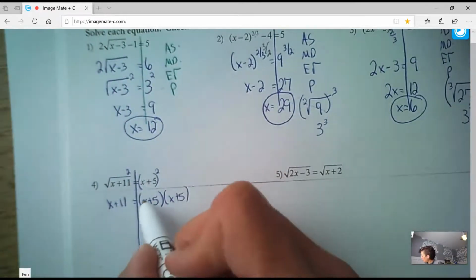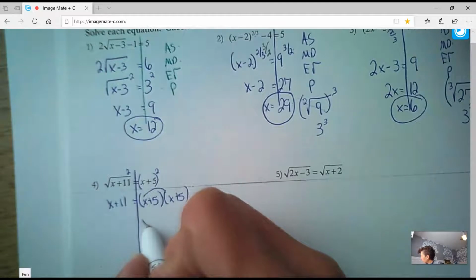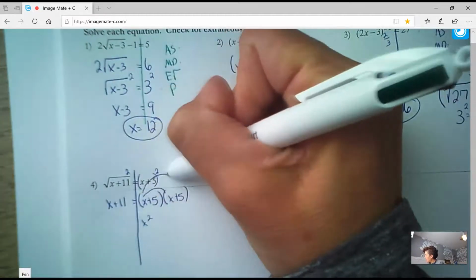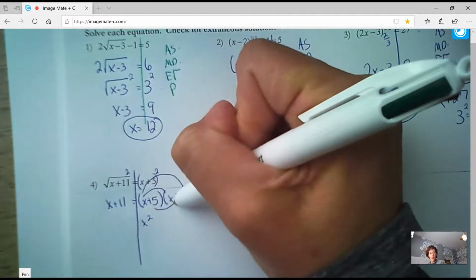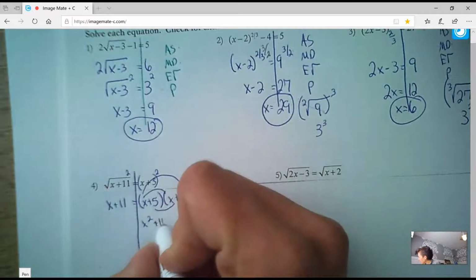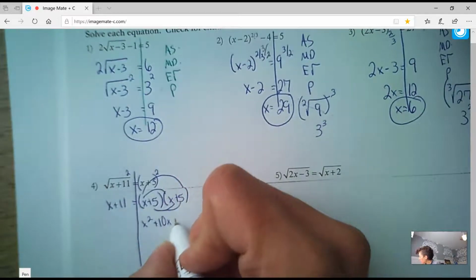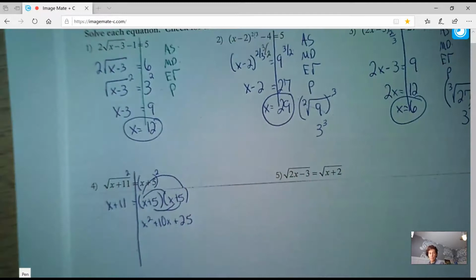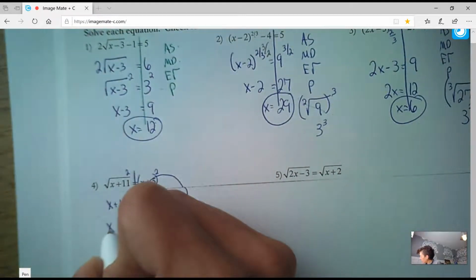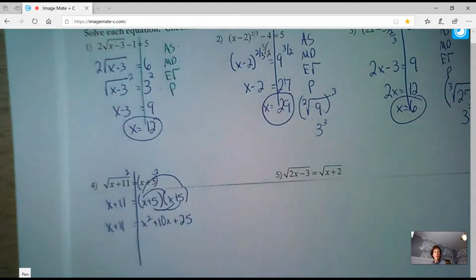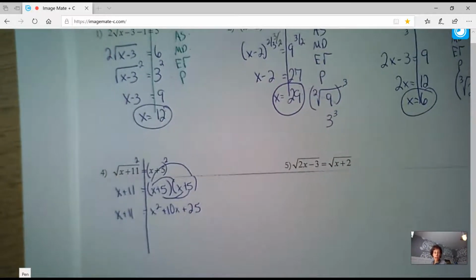So when the neighbors start to meet the neighbors, I get an x squared. And then I get a 5x, but then I get another 5x, which makes 10x. And then when the 5 meets the 5, I get the 25. All right, so then on this side, I still have the x plus 11. And now we're going back to chapter 2. There are more than one type of x, and to solve for x, I will have to factor.